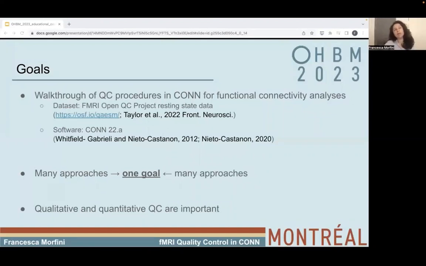While I will be showcasing one approach, there are many others which would be equally useful and just as effective. Secondly, I want to emphasize how both qualitative and quantitative quality control procedures are useful tools. They're not just complementary, but bring to the table information that's non-redundant. So using both together is really conducive to getting to know your data.